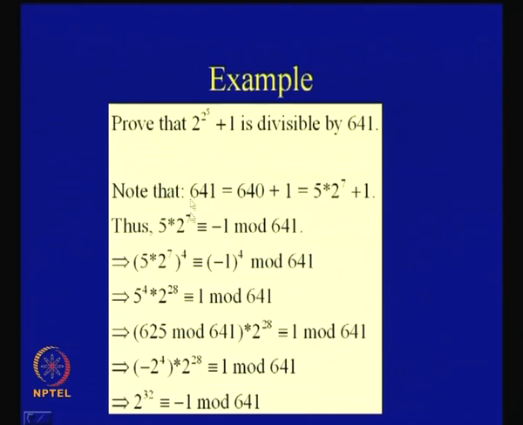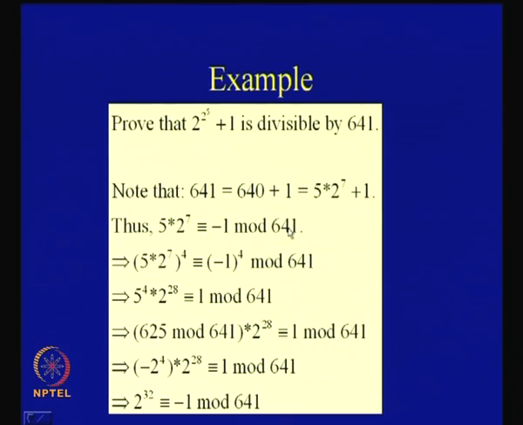Instead of that, let's see this. We note that 641 can be written as 640 plus 1, and 640 can be factorized as 5 multiplied by 2 to the power of 7. Now this factorization is quite easy, because it's divisible by 5 and the others are just powers of 2. So we can write 5 multiplied by 2 to the power of 7 is congruent to minus 1 modulo 641. Why? Because 5 times 2 to the power of 7 is equal to 641 minus 1. Now if I take modulo 641, then 641 vanishes and minus 1 remains as the remainder.